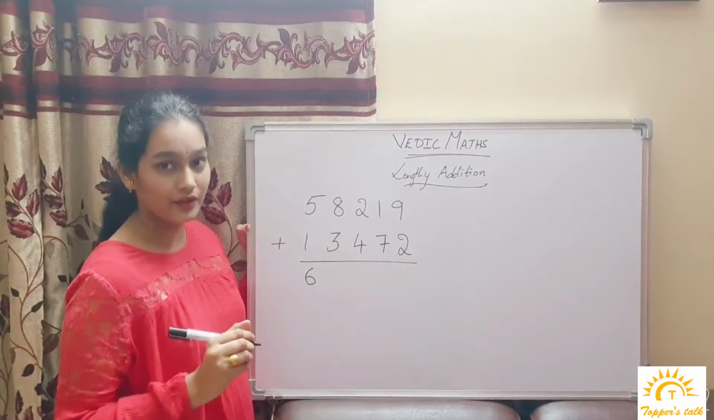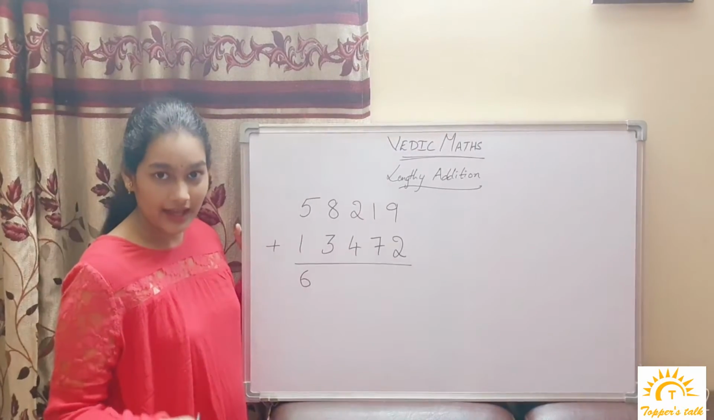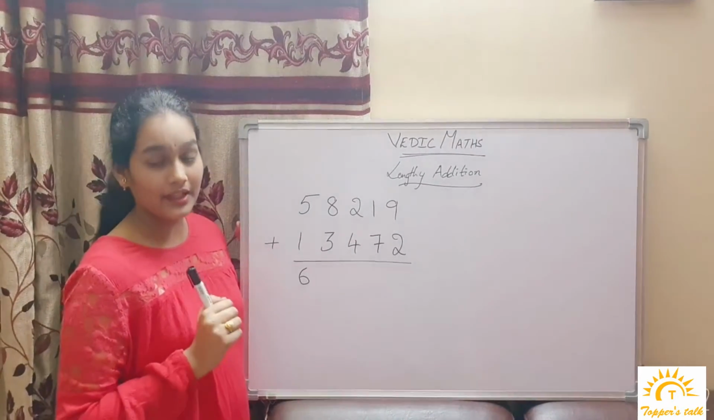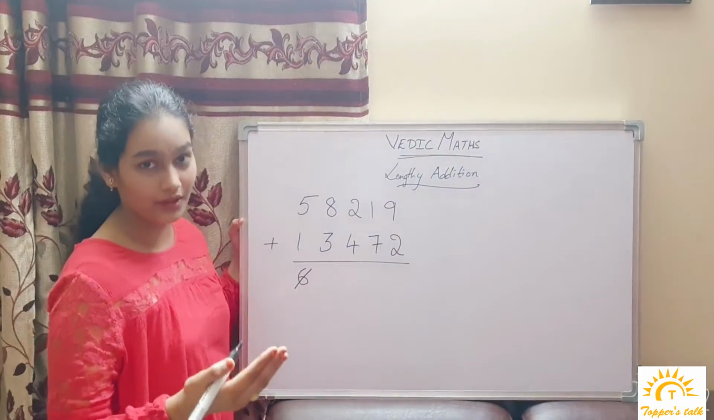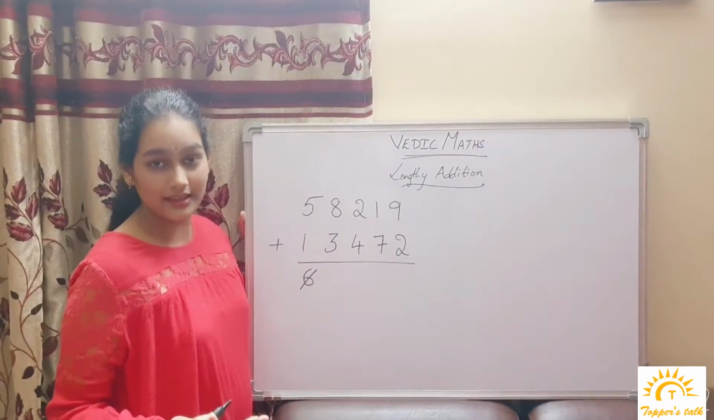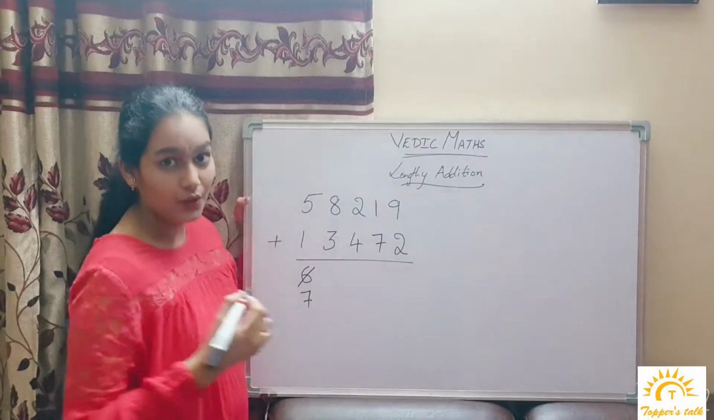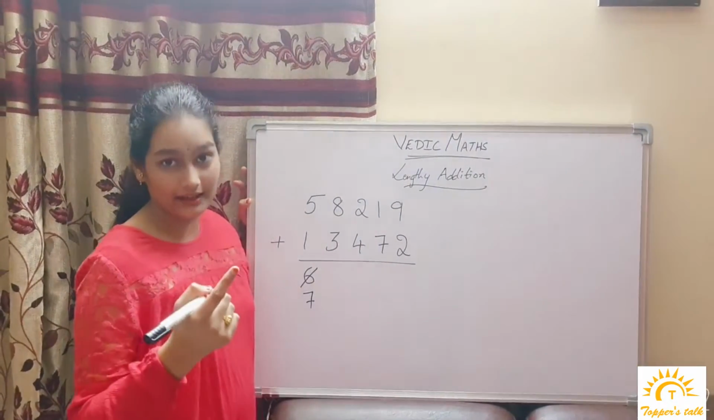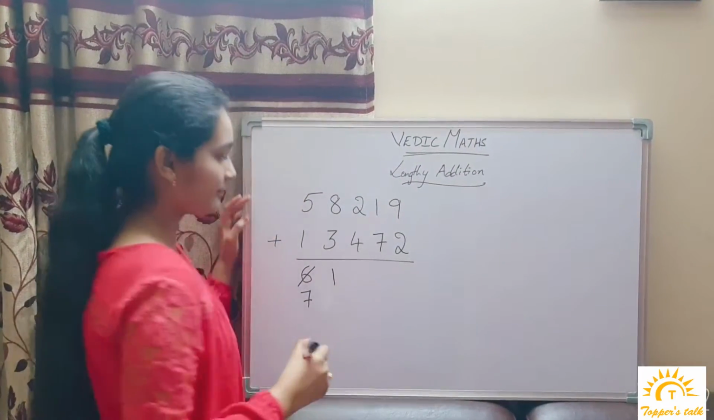Then you have to do 8 plus 3, which is 11. And since 11 is a double digit number, you have to cross 6 and write the next number. So the number after 6 is 7. So write 7 over here. And we have to do 11 minus 10. It's 1. So we have to write that 1 over here.